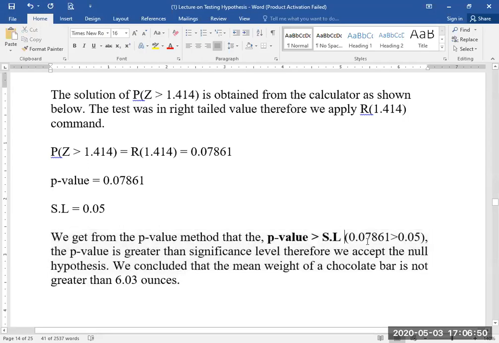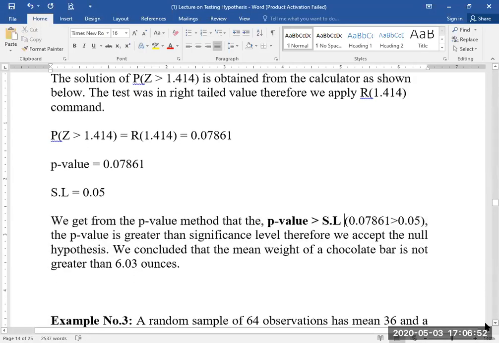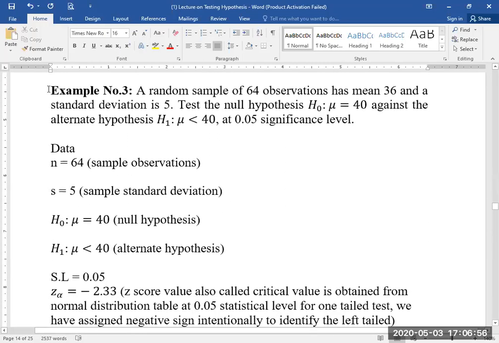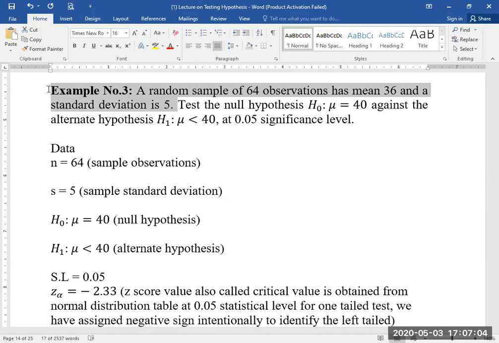Okay, student, now I'm going to problem number 3. Example number 3: a random sample of 64 observations has mean 36 and standard deviation 5. Test the null hypothesis H naught: mu equals 40 against the alternate hypothesis H1: mu is less than 40 at 0.05 significance level.